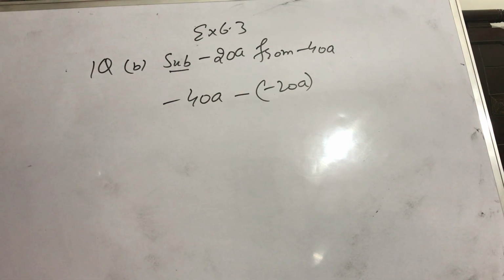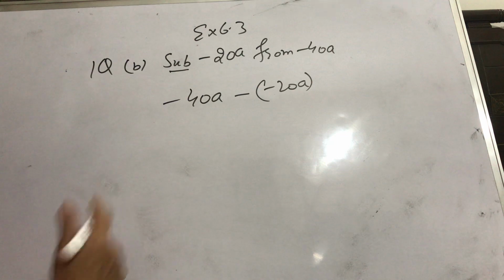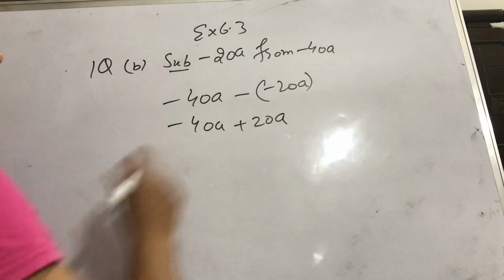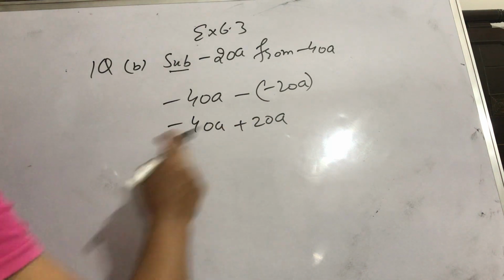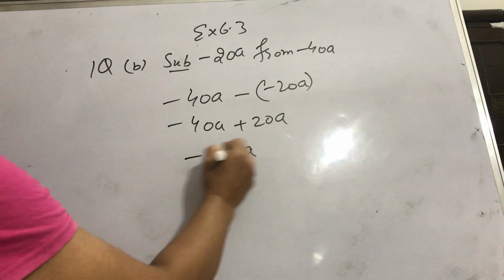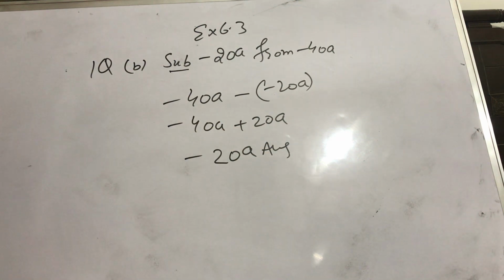Now these two signs will be solved. Minus 40a minus minus plus 20a. Minus 40 plus 20. Opposite signs are always subtracted. Sign of the greater number. Minus 20a.